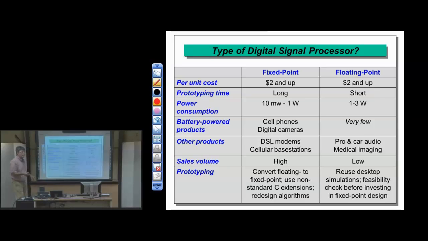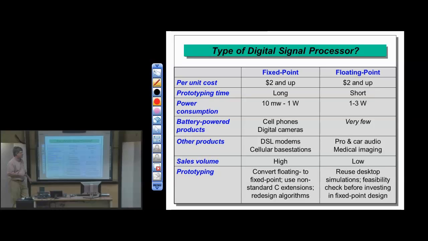to ship you one or two chips free. Now, the prototyping time is a big deal. So the part cost is important, but also how long does it take for the engineers to get something to work? And for floating point, the nice thing is what you do in MATLAB has a lot of connections to what you do.